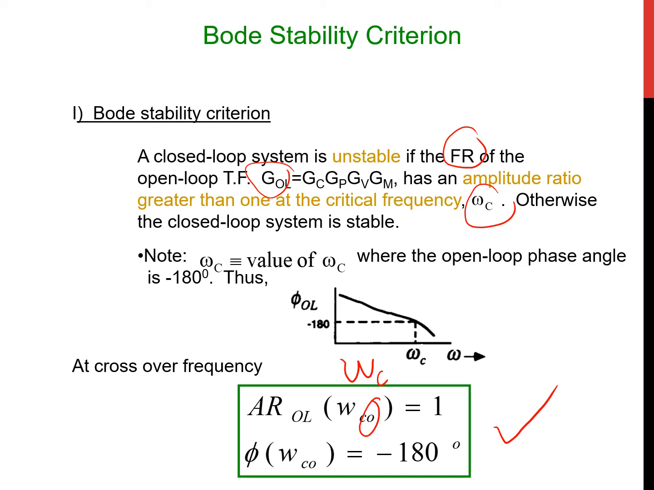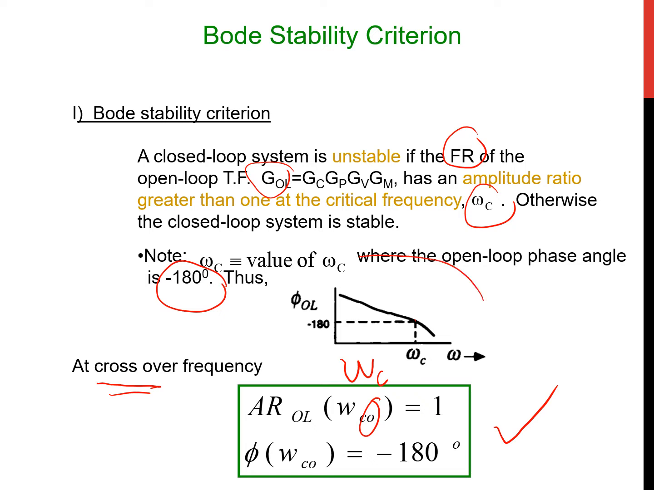Sometimes we call it critical frequency, sometimes we call it crossover frequency, but both are the same thing. Note, ωc is the value of ω where the open loop phase angle is negative 180. So this means the phase angle is at negative 180, and when you reach that line, that is your ωc, the critical frequency.